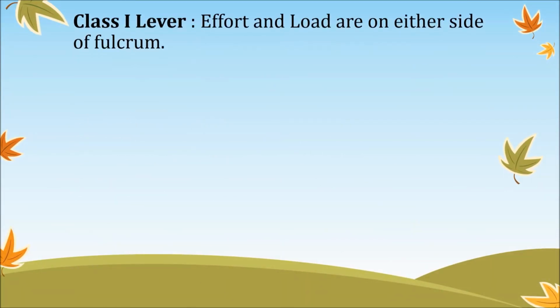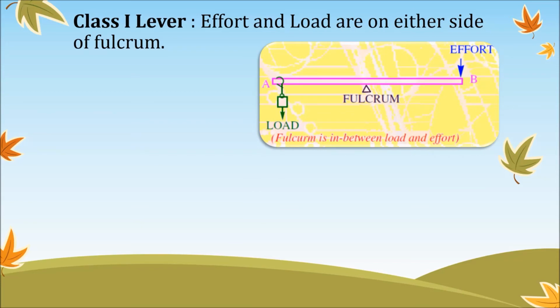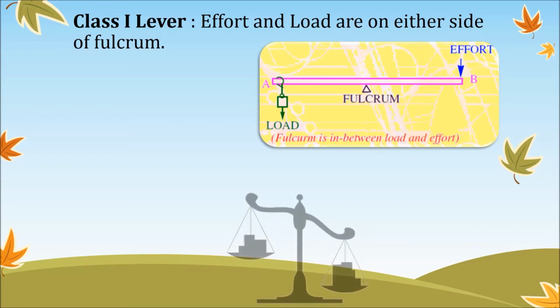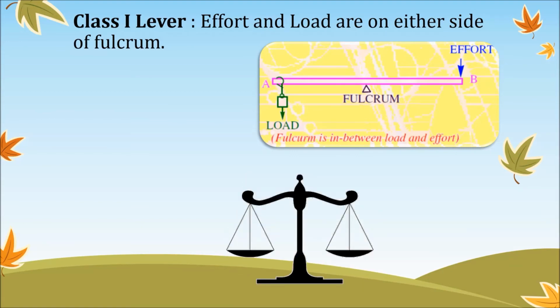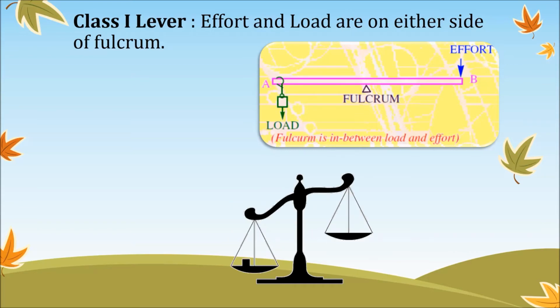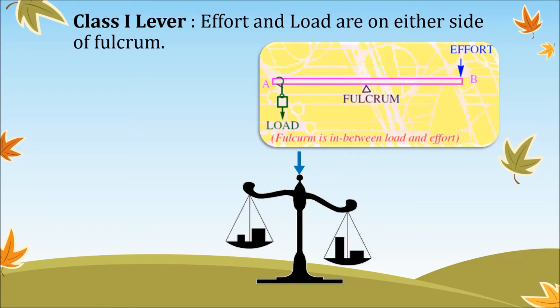Firstly, Class 1 lever. Here, the effort and load are on either side of the fulcrum. See the schematic diagram. In this diagram, you can see fulcrum is in between the load and the effort. Examples of Class 1 or first order lever are beam balance, here is the fulcrum. Load and effort can be placed on either side.